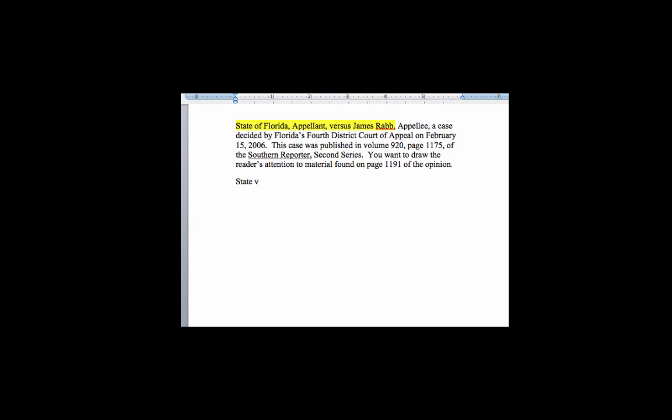The reason why is because when we put the court location in our parenthetical, it's going to say Florida, or it's going to have an abbreviation of a Florida court. So it's just redundant to keep State of Florida in the party name. So you can just make it State. So State v., and then when you have a person's name, you just keep their last name. So State v. Rabb, comma, then either italicize it or underline it.